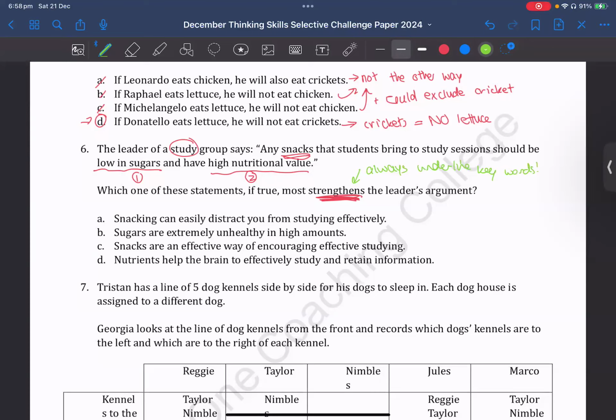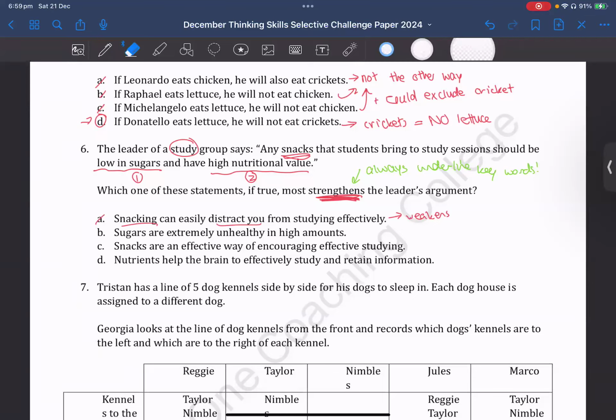Okay, so snacking can easily distract you from studying effectively. I think this is incorrect because it's giving us a reason why snacking is bad. So I would actually say this weakens the argument, which is why please read the question, please underline your keywords so you don't make any careless mistakes.